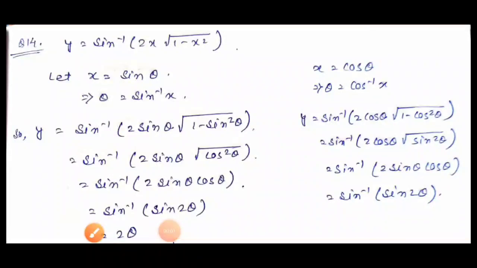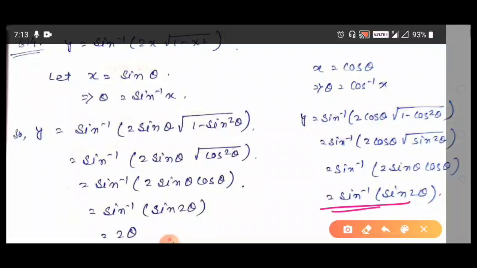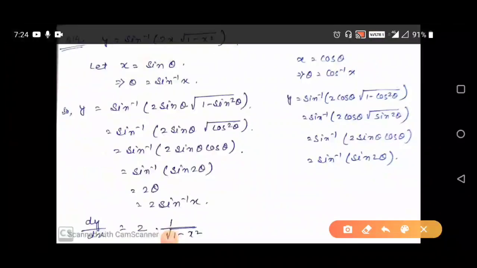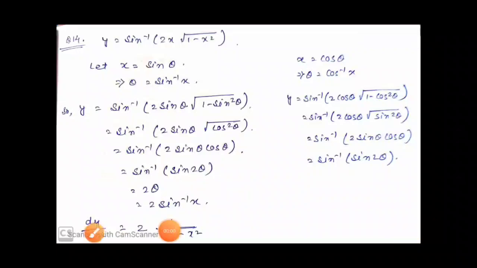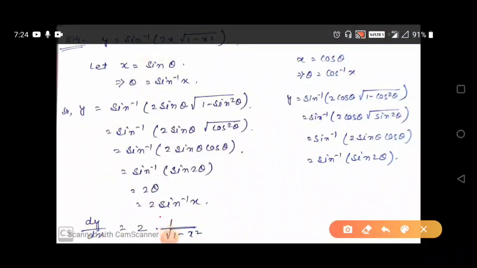We can do the question by assuming x is equal to cos theta also. Here we have done the calculation. So from here we will get y is equal to 2 theta. In place of theta we can put sin inverse x. And we know the derivative of sin inverse x with respect to x. So dy by dx is equal to 2 into 1 by root over 1 minus x square.